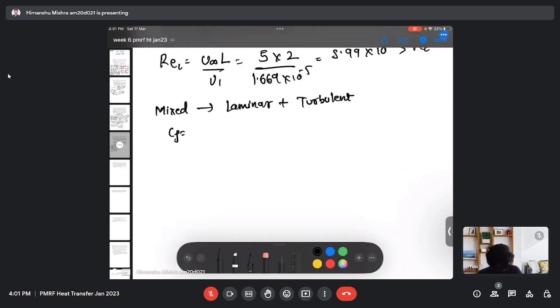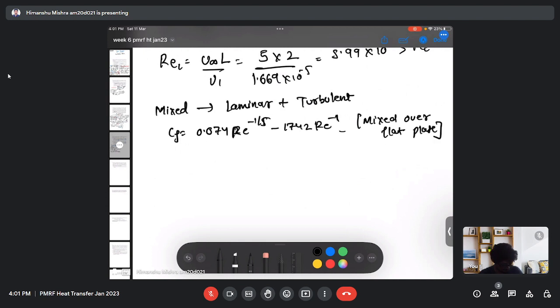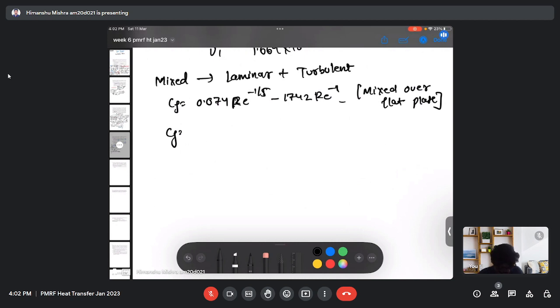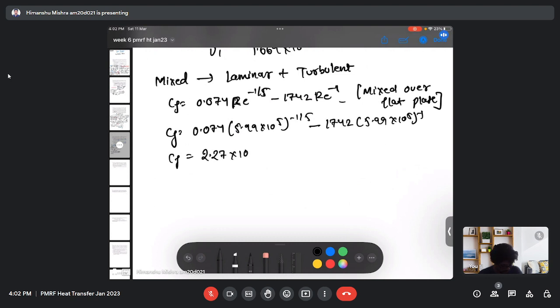So for that, my drag force coefficient correlation can be given as this. You don't need to remember this formula. We just need to ensure that we use this correlation when there is a mixed condition over the flat plate. We already know our Reynolds number, so we can just plug in that Reynolds number. On calculating this, I will get my drag force coefficient as 2.27 into 10 to the power minus 3.